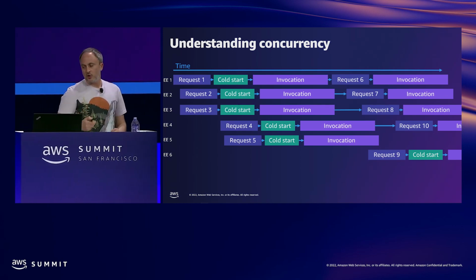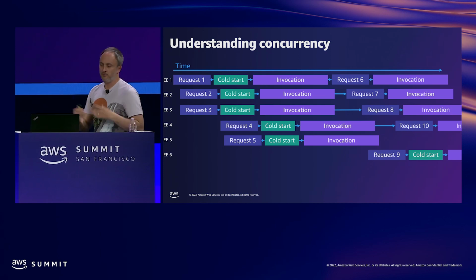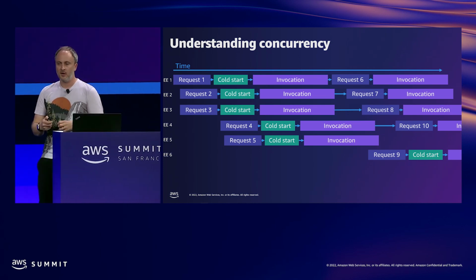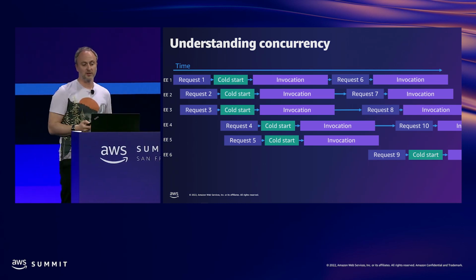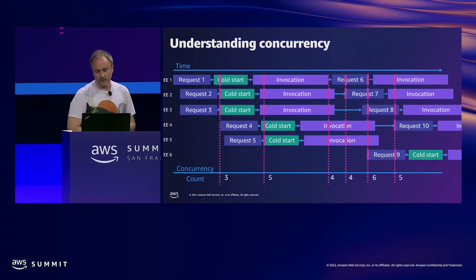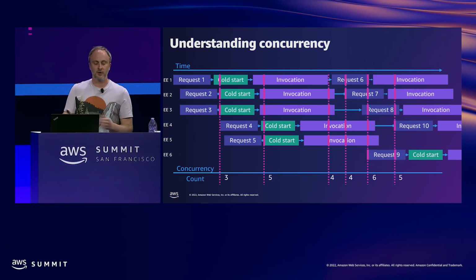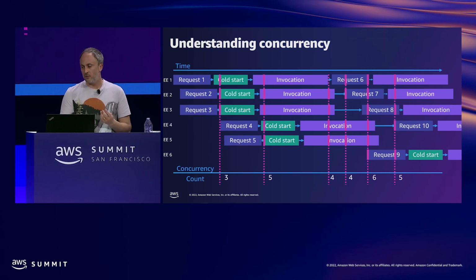Your execution environment will hang around for a period of time, waiting just in case it's needed for another invocation for a warm start. And this is how you count the concurrency. You can literally draw a line down the middle, and here you can see the different executions that are running concurrently.